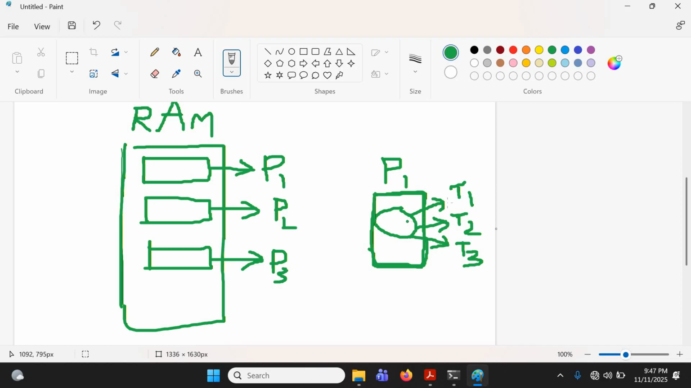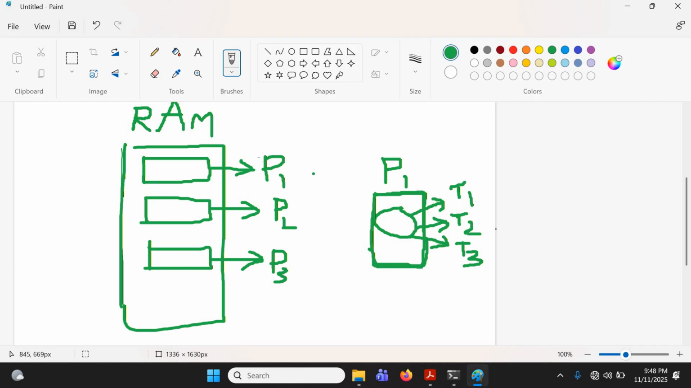You must remember that each thread is independent. That means T1 executes without depending on T2. T2 executes without depending on T1 and T3. T3 executes without depending on T1 and T2. Even though these three threads share common memory, they are independent. That means if T1 fails to execute, it doesn't affect T2 and T3. If T2 fails, it doesn't affect T1 and T3. If T3 fails, it doesn't affect T1 and T2.